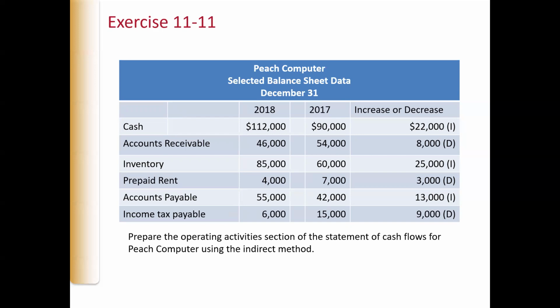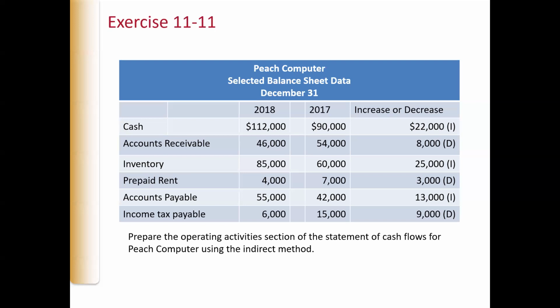Now, guys, think about it. Prepaid rent decreased. Why did it decrease? Because we took that asset, prepaid rent, and we applied it to rent expense. Rent expense reduces net income. But if we took it from prepaid rent, it was a non-cash event. Therefore, that's why we want to add it back to our net income to arrive at operating cash flows.